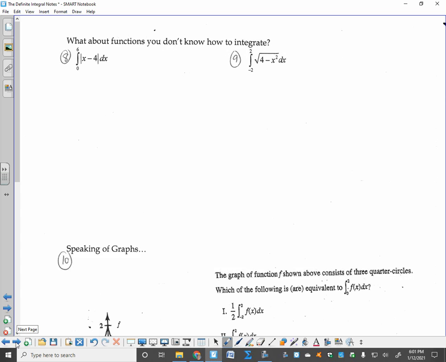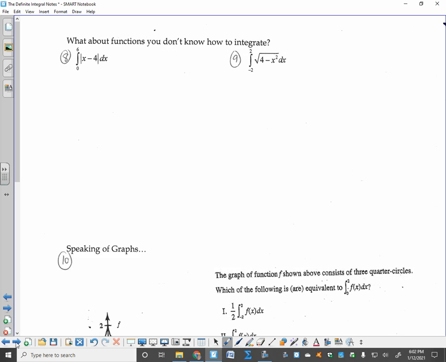All right. I've been saying home stretch for forever. Almost done. This is it. Last 4, 3, 4, 3. All right, here we go. We can do it. What about functions you don't know how to integrate?